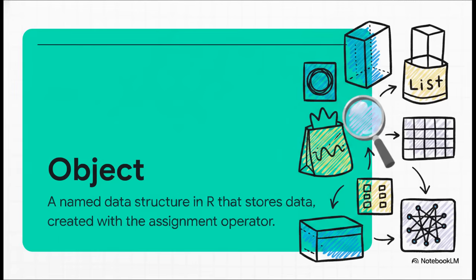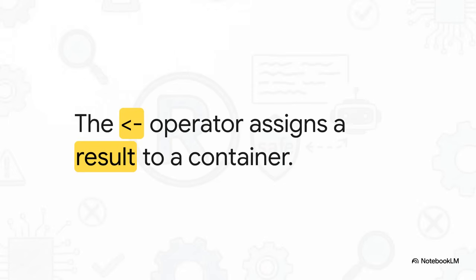And here's the kicker. If you don't explicitly save your data into an object, R immediately forgets it the split second after it calculates it. So how do we create those objects?